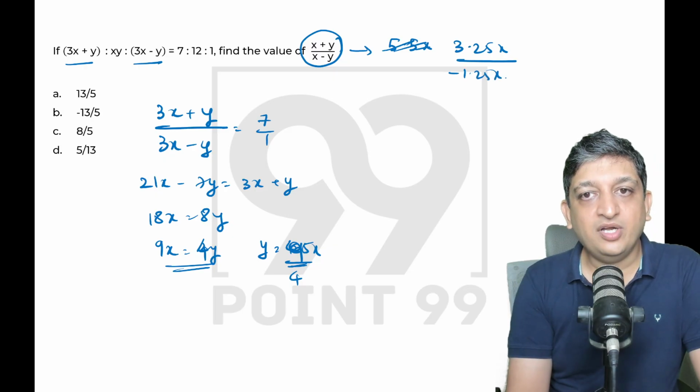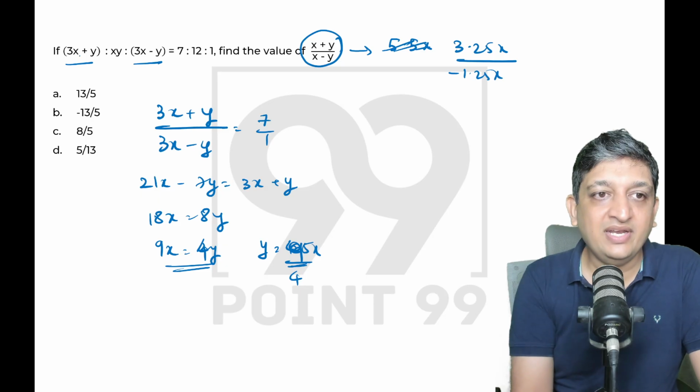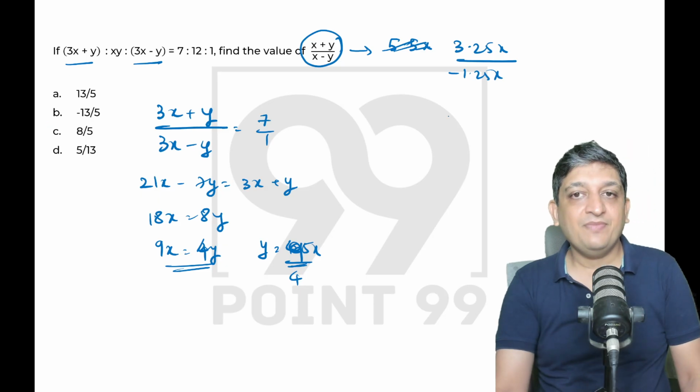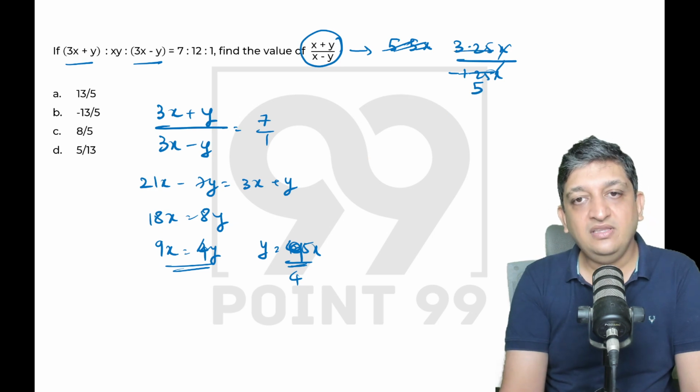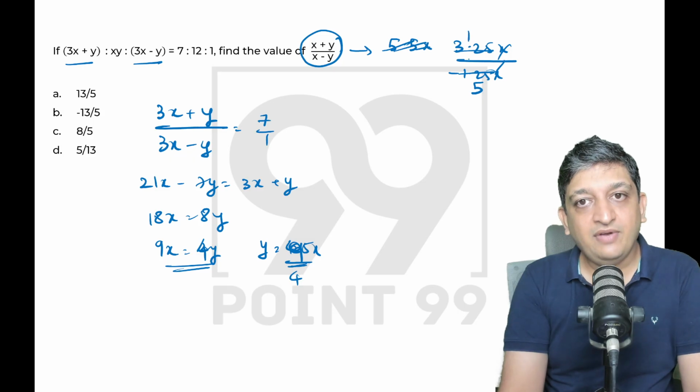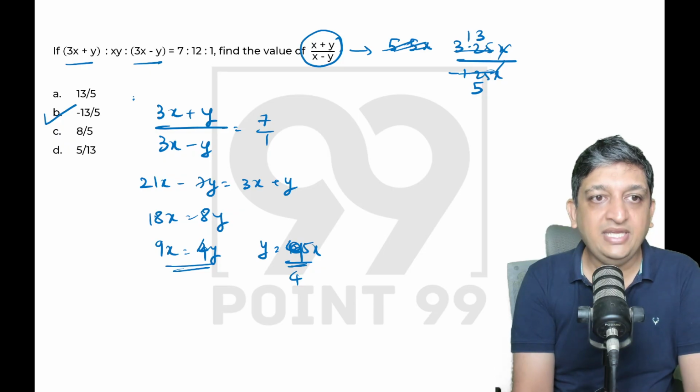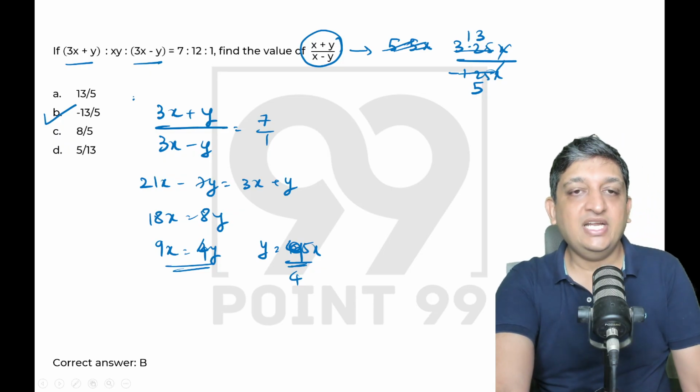So minus 1.25x. I'm going to get a negative number. There's only one negative option. That has to be our answer, but let's see. So x will get cancelled out. I'll get 25 5s are 125. 25 1s are 25. I'll be left with a 75. 25 3s are 75. So our answer is option B, minus 13 by 5. So that is one thing we can do.